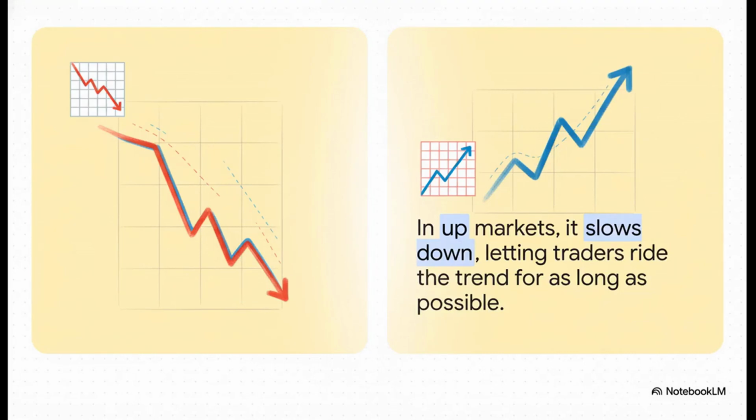And here's what that looks like in the real world, which is just beautiful. When the market is dropping hard and you need to get out fast to protect your money, the indicator speeds up, following the price right down. But when the market is in a nice, steady uptrend, it automatically slows down. This gives you a smoother line, which helps you avoid getting shaken out by every little dip. You know that frustrating thing called a whipsaw, where a fast indicator tells you to sell right before the price shoots up again? Yeah, this helps avoid that.